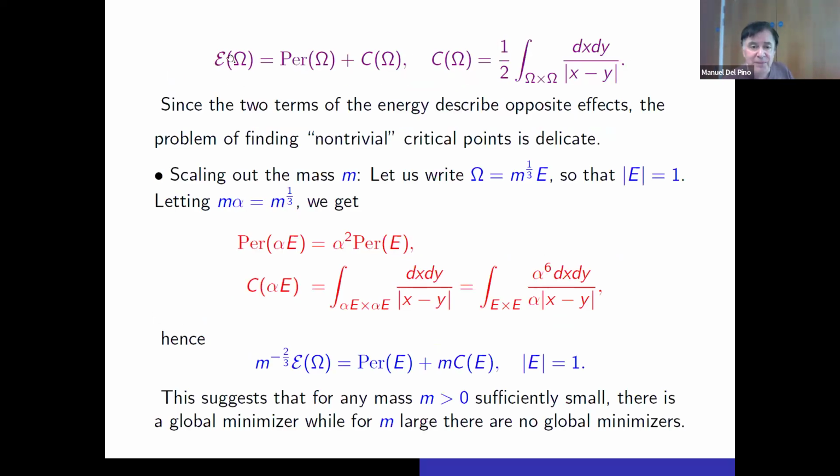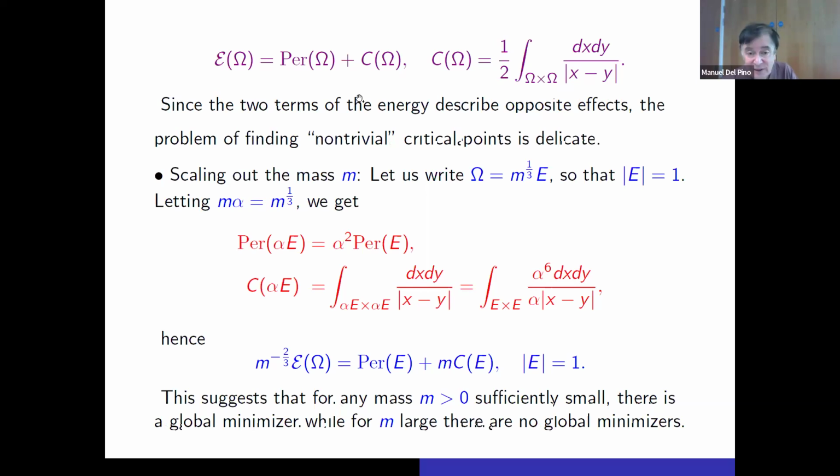On the other hand, as I was saying, the two terms in the energy describe opposite effects, because balls tend to minimize perimeter, but tend to maximize this Coulombian interaction. So we may wonder about the nature of the balls as critical points of this energy, for instance. And even more delicate, the question is how to find non-trivial critical points. It's not clear at all that there will exist minimizers of this energy.